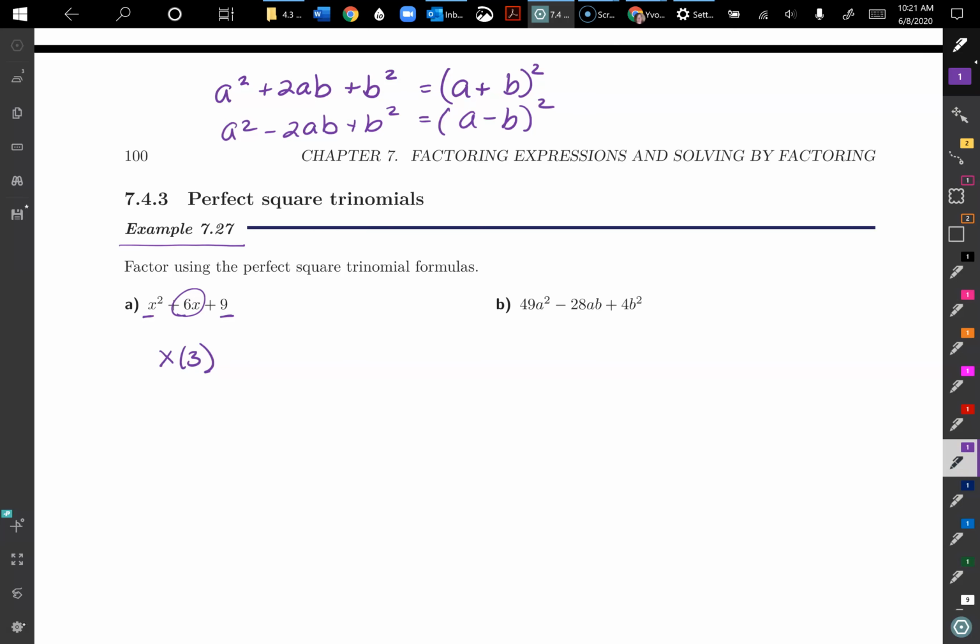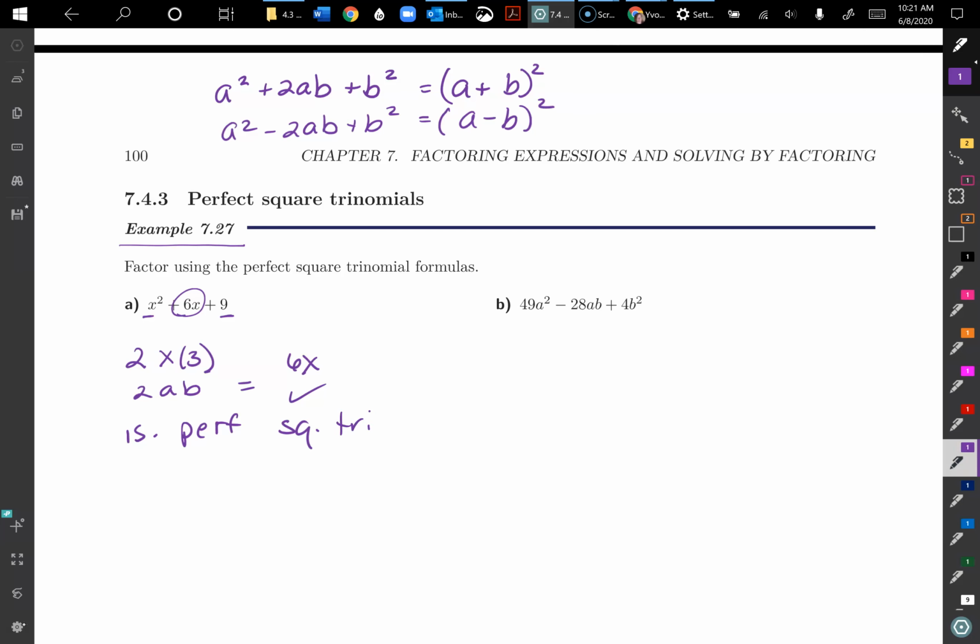If I double it, is that equal to my middle term? So this is 2ab, and that actually does equal a positive 6x. So yes, it's equal. So it's a perfect square trinomial. So you have to first check for that.